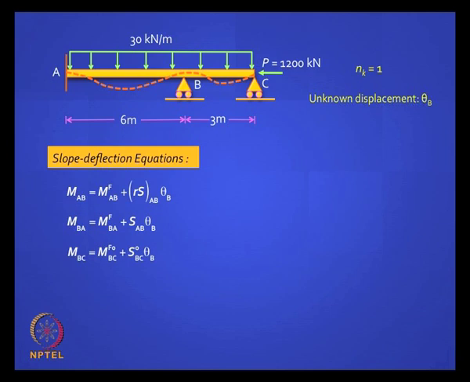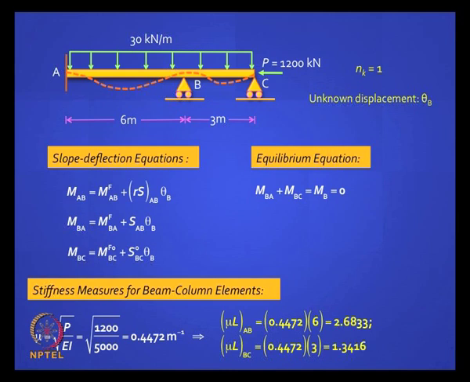What is the equilibrium equation? The same old equilibrium equation. MBA plus MBC is equal to 0, plug it all in, and the value of mu now is a known value because P is known. So P is given as 1200, in this problem I have taken 1200 kilonewton, not 1000. P by EI is known, plug in that value and you have got two values, mu L for AB and mu L for BC. So these are known values, you do not have to do bisection method now, just plug in this value.